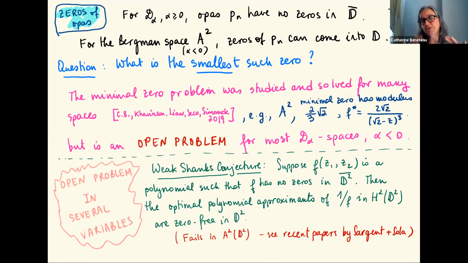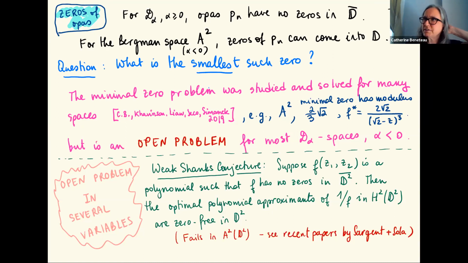Right, so we know for the Dirichlet space and the Hardy space, they can come all the way as close to 1 as possible. They can't hit the circle, but they can get as close to the circle as possible. For the Bergman space, how far in can they come, actually? So there's this minimal zero problem, which you can consider. So sort of what's the smallest norm of any zero of any optimal approximant for any function in the Bergman space? Okay, what's the smallest such zero?